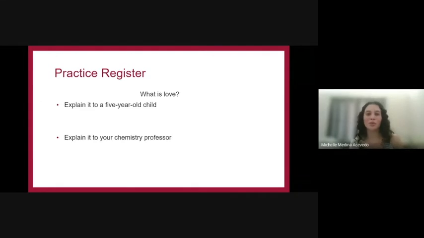Now we are using what we call jargon. So a chemical reaction, if you were to say that to a 5-year-old child, they would probably have no idea what you're talking about. However, a chemistry professor would know exactly what you're talking about. So jargon is something that we use in formal register because jargon is words that are specific for a field. So if you were talking about chemistry, we would talk about chemical reactions.